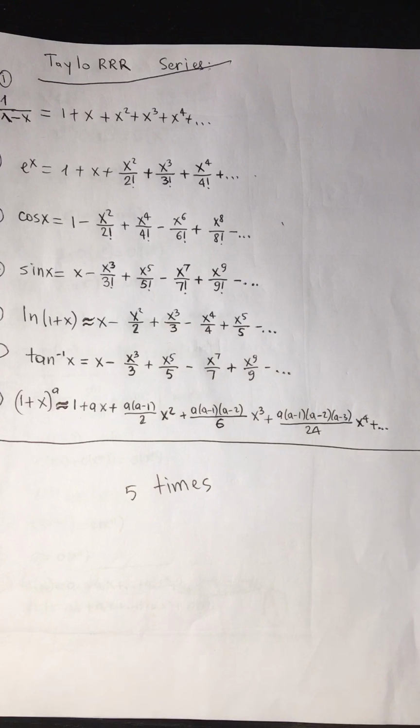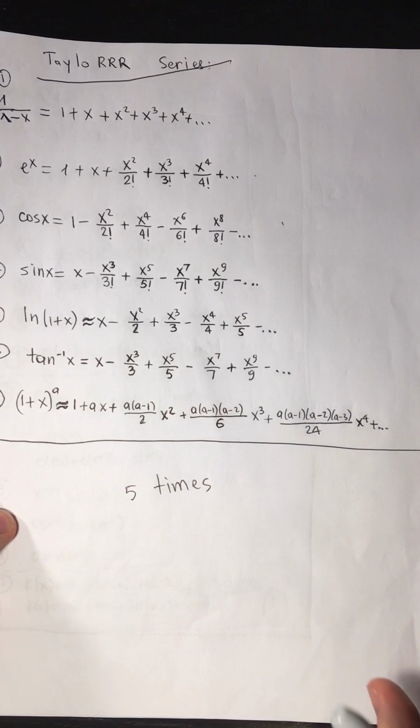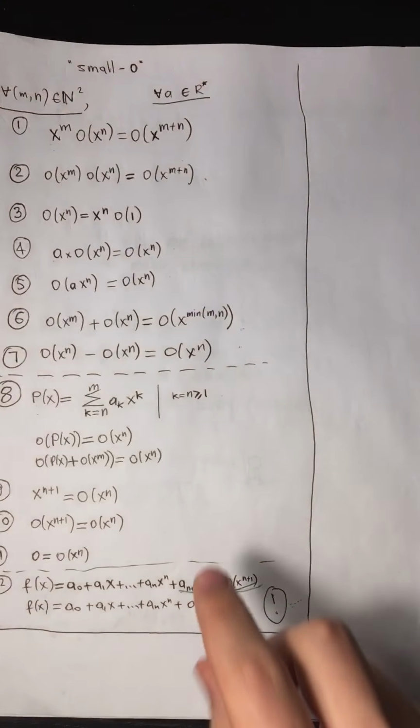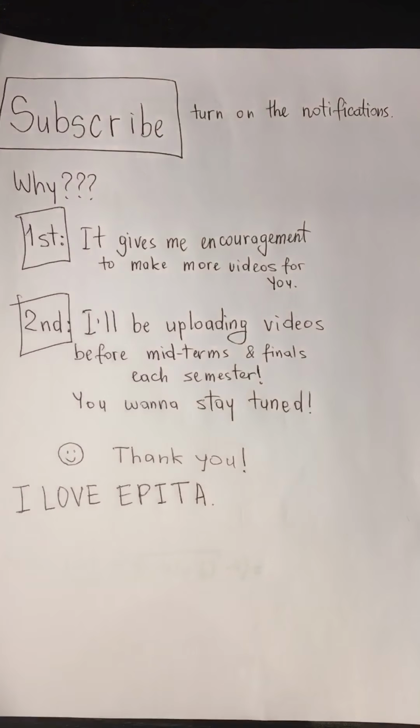Okay, let's continue. So first I'm going to be using these formulas. If you don't know them, you can pause and learn them. And then I'm going to be using small o properties. Okay, next page. So let's start.